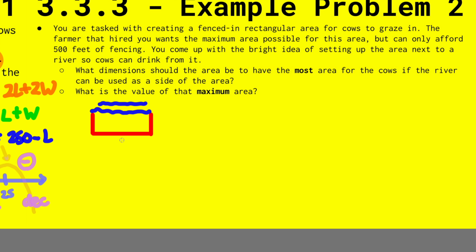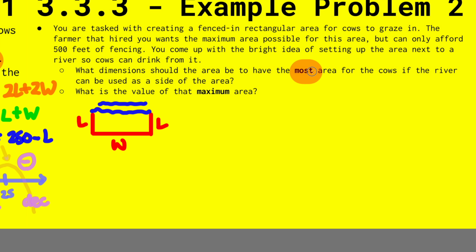There's the fenced-in area. Let's see here. We still have a width here and a length here. So you basically just got rid of one of the sides. Okay, now it says, what dimensions should the area be to have the most area for the cows if the river can be used as a side for that area? So now you just basically got rid of one of the sides. So it saves you on some of that fencing. And we're just basically trying to figure out what is the most area. So most is the key word here.